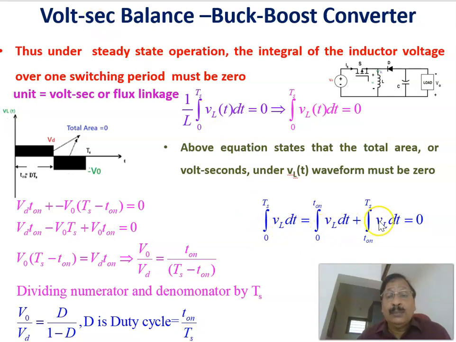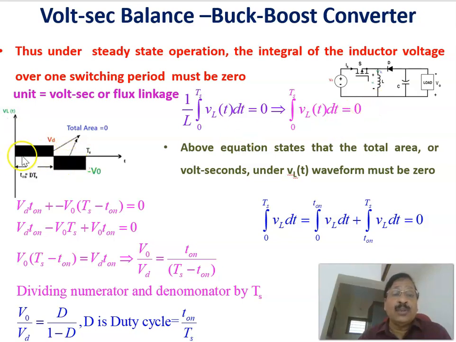Here the volt-second balance means that the integral from 0 to Ts of VL(t) dt can be written as the integral from 0 to Ton of VL(t) dt plus the integral from Ton to Ts of VL(t) dt. The first term represents the positive area, and the second quantity represents the negative area. Therefore, the total volt-seconds, the integral over Ts of VL(t), should be equal to 0.